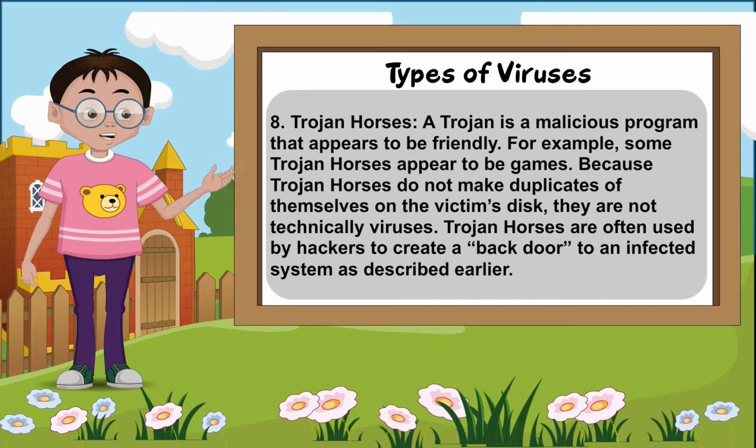8. Trojan horses. A Trojan is a malicious program that appears to be friendly. For example, some Trojan horses appear to be games. Because Trojan horses do not make duplicates of themselves on the victim's disk, they are not technically viruses. Trojan horses are often used by hackers to create a backdoor to an infected system, as described earlier.